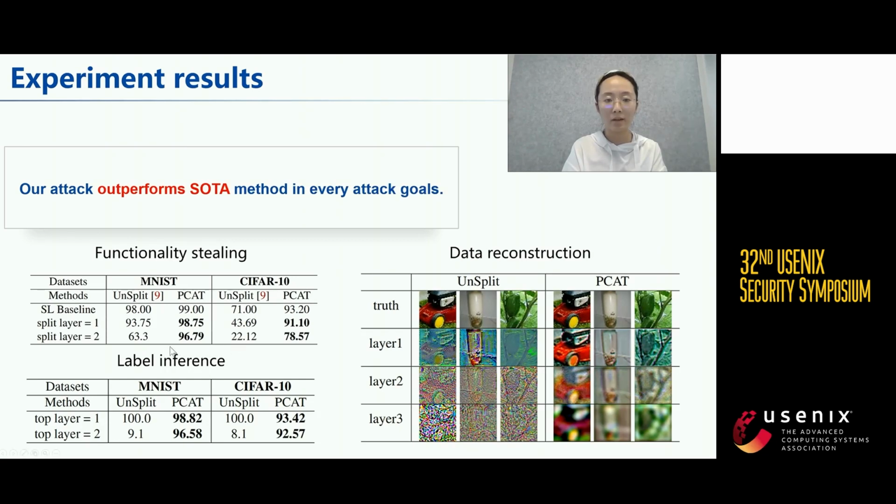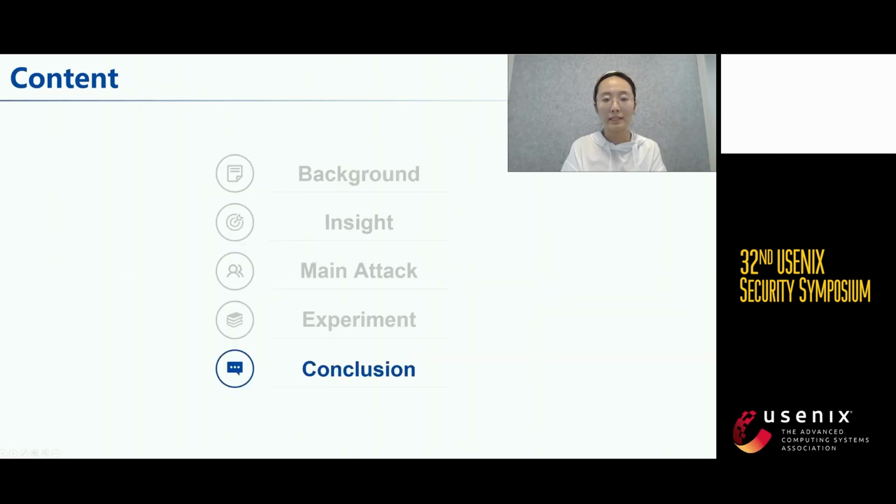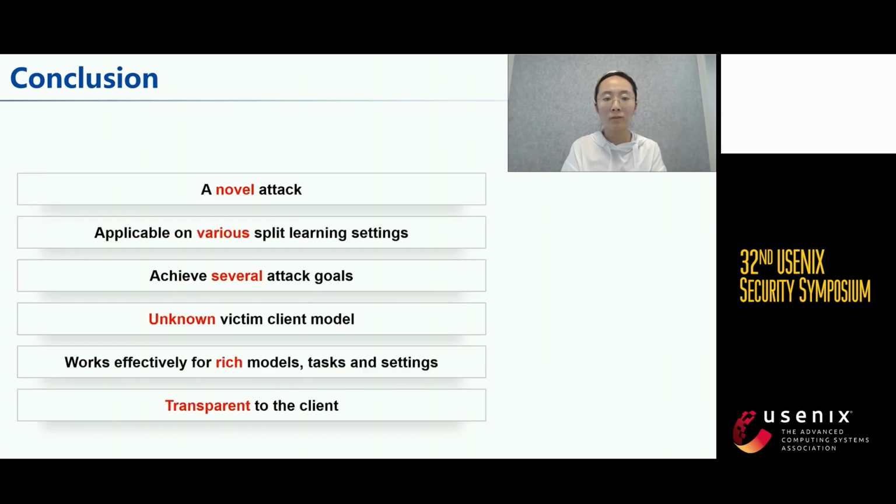Here, we summarize our work. In this study, we propose a novel attack called Pseudo-Client ATtack in various split learning settings. PCAT enables a semi-honest server to conduct functionality stealing, input data reconstruction, and label inference without knowing the structure of the victim client model.